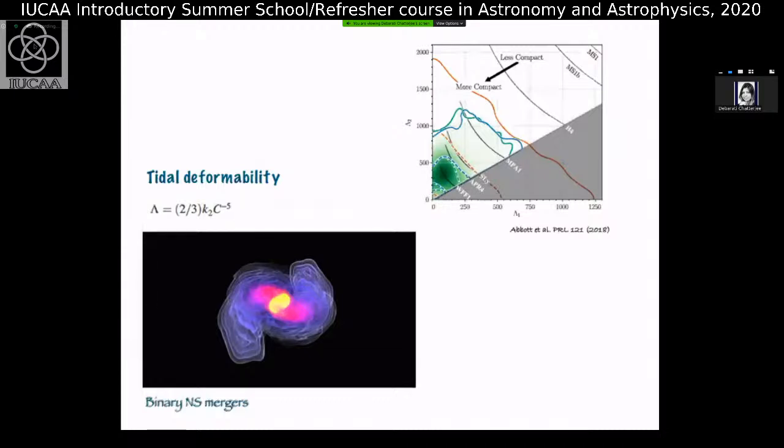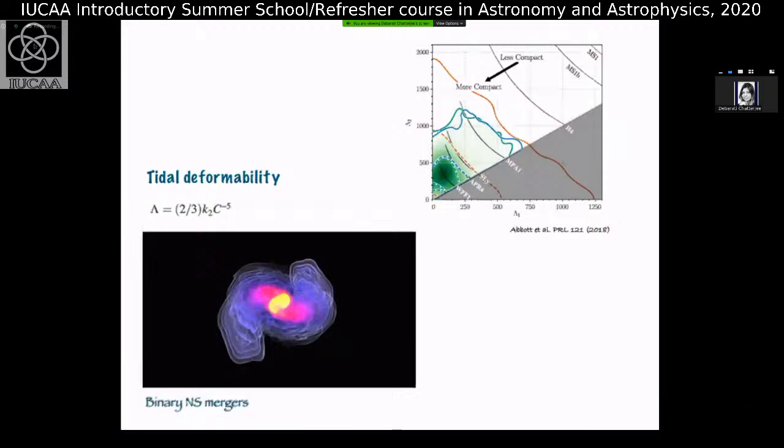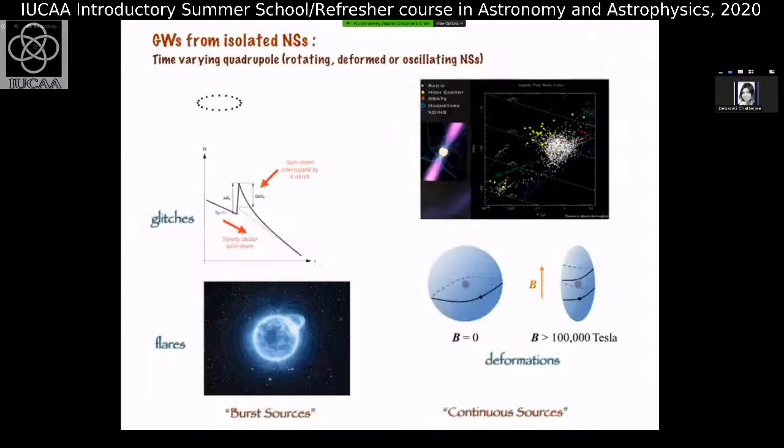neutron stars. So on the right-hand figure, you can see the initial estimates of the tidal deformability and the effect of compactness on these parameters, which were deduced from the first observed binary neutron-star merger. On the other hand, there are also gravitational waves emitted from isolated neutron stars that we still have not observed.